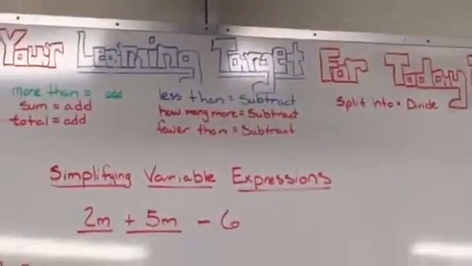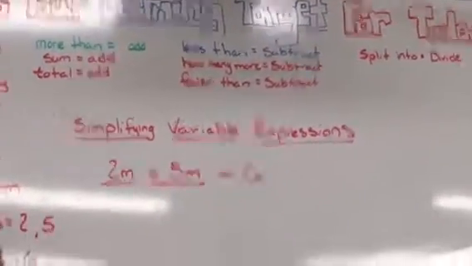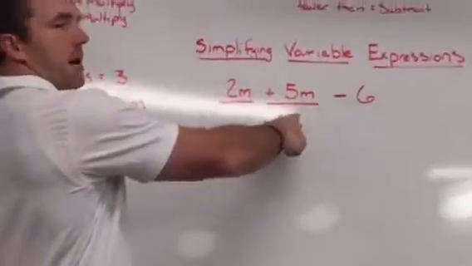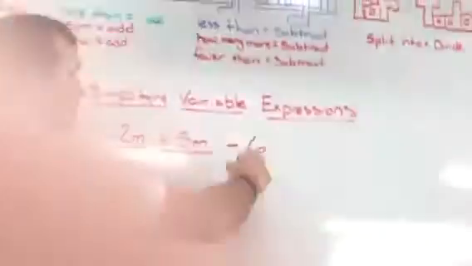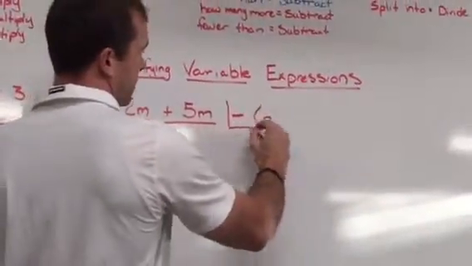Would negative 6 or minus 6 be a like term? No. Not with that, because what does it not have? M. It doesn't have m. You're taking 2 times m and 5 times m. I'm not taking 6 times m. So that is a separate term.